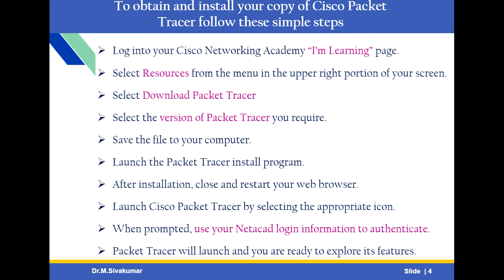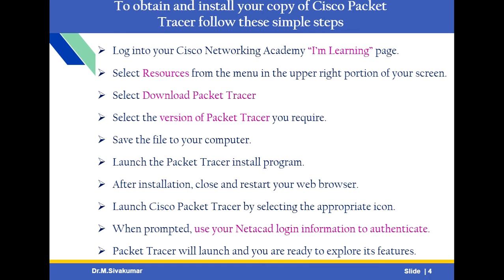How do you get the Cisco Packet Tracer software? To obtain and install your copy of Cisco Packet Tracer, there are simple steps. First, you log in to your Cisco Networking Academy. Here one page is available, the I'm Learning page. There you select Resources from the menu in the upper right portion of your screen, and there are a lot of versions available. Here select Download Packet Tracer, then choose the version that you require.